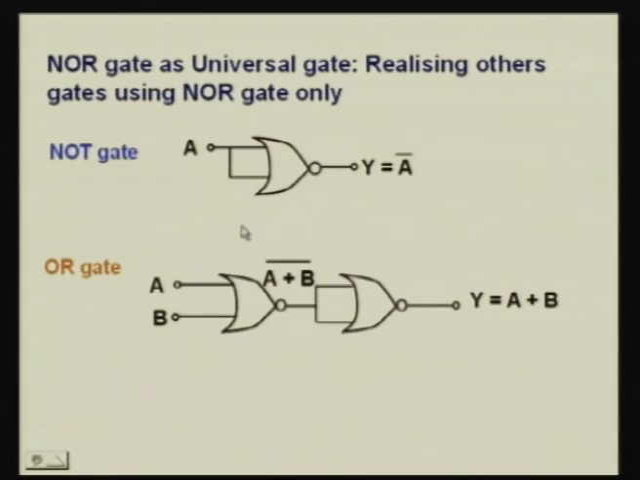OR gate. Now for the OR gate, we have to invert the output of the first NOR gate by using a second NOR gate. So we have A and B, and the output of the first NOR gate will be A plus B complement, and we invert it again by using a NOR gate as a NOT gate. We will be getting Y is equal to A plus B, which is simply the function of an OR gate. Now how can we realize an AND gate using only NOR gates?